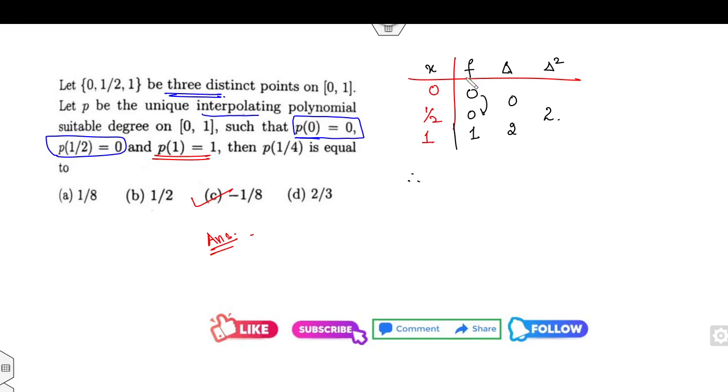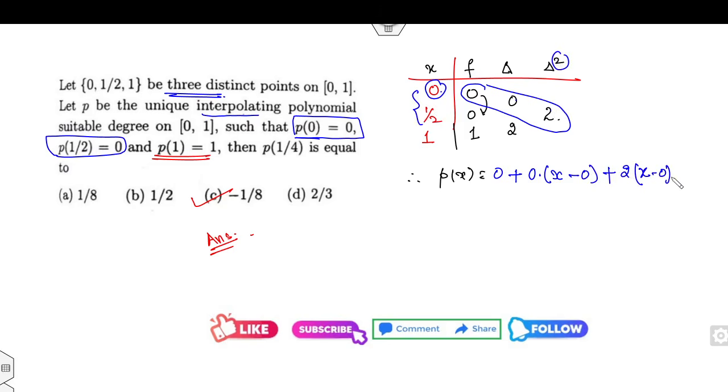So therefore my polynomial will be, always look at the upper values. So this is a constant, plus 0 into x minus the first term, plus twice of x minus, this is second degree. So I have taken the first two terms, x minus 0, x minus half. And you can see again I have obtained the same polynomial. So what is the value of p at 1 over 4? It is minus 1 over 8, which is right.